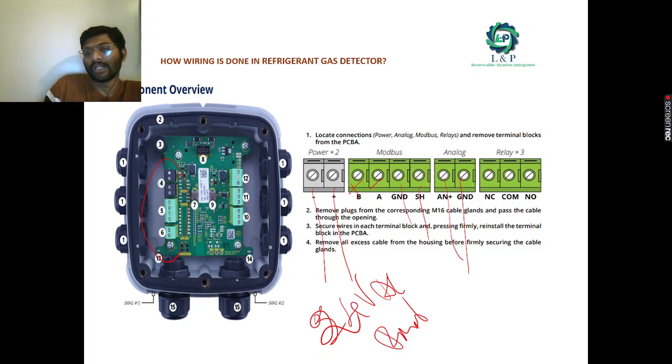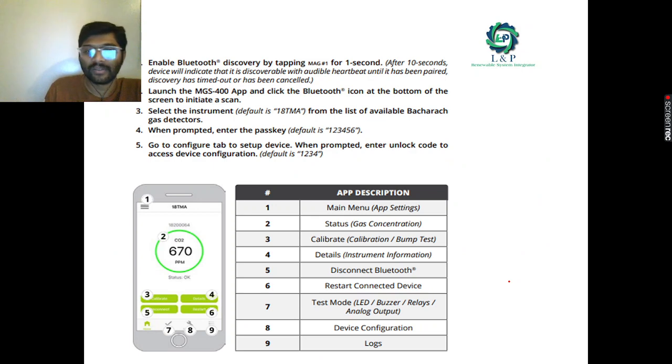If you want to take a normally open or normally closed contact, you can connect it. Mostly, if it is an alarm or a fault, always try to go with the NC, NO and common contacts. If anything occurs, the NC will change state. Like that, you can do the configuration also.